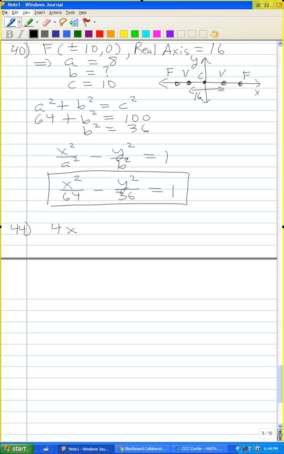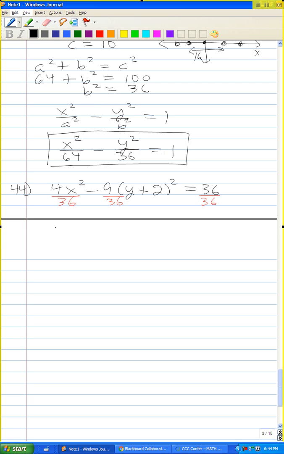4x squared minus 9y plus 2 squared equals 36. Divide both sides of my equation by 36. And so I get x squared over 9 minus y plus 2 squared over 4 is equal to 1.